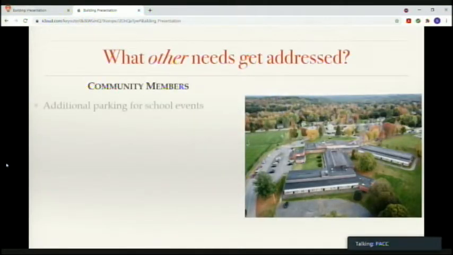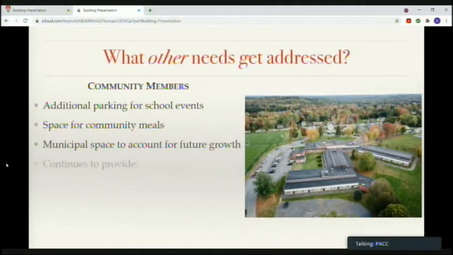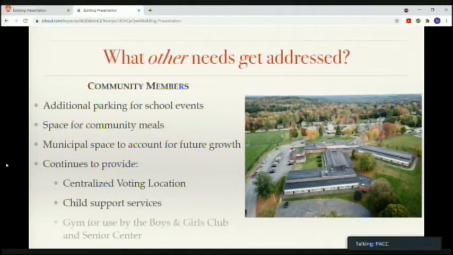So what this rebuild design accomplishes, and really the renovation does as well, is a couple of things. It provides that additional parking for school-related events. It gives that space for community meals. The new build provides municipal space to account for future growth. And then both plans continue to provide that centralized voting location, those child support services which facilitate members of our community being able to go to and from work. And it maintains the use of the gym by the Boys and Girls Club and the senior center, a population for whom it's extremely important to remain active.